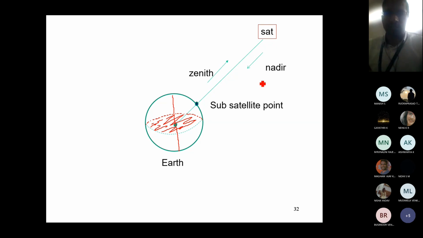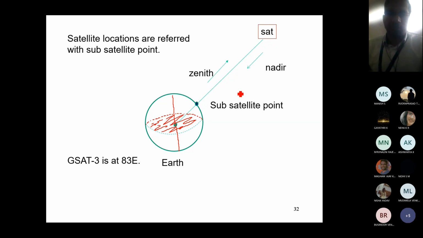Then we discussed what is called nadir and what is called zenith. Suppose one satellite, the name of the satellite is GSAT-3, is located at 83° east. So it is given as 83° east. That means the longitude is given, but the latitude is not given. That means it has to be assumed that it is located at the 0° latitude point. So 0° latitude means it is on the equatorial plane. The satellite is located on the equatorial plane, and the longitude is 83° east.